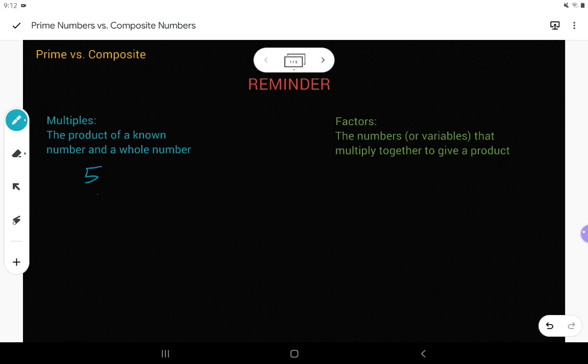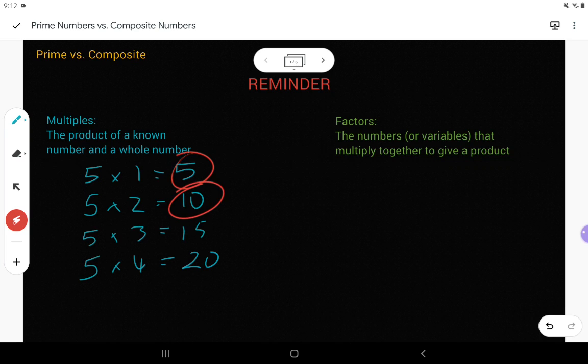So again, if I wanted to find multiples of, let's say, 5, I would start multiplying 5 by 1, and then by 2, and then by 3, and then by 4. And 5 times 1 is 5, 5 times 2 is 10, 5 times 3 is 15, and 5 times 4 is 20. So the 5, 10, 15, 20, those are what we would call multiples of 5.